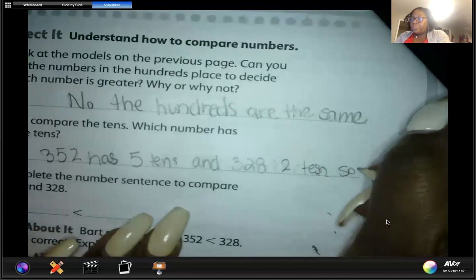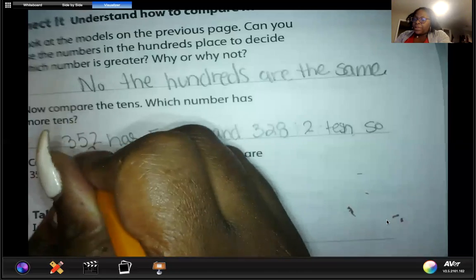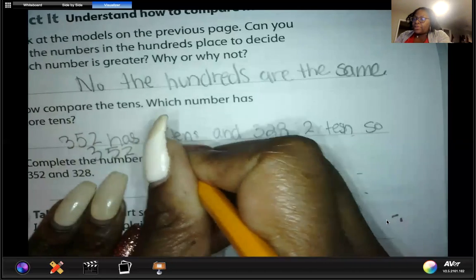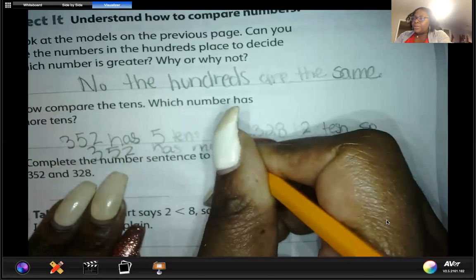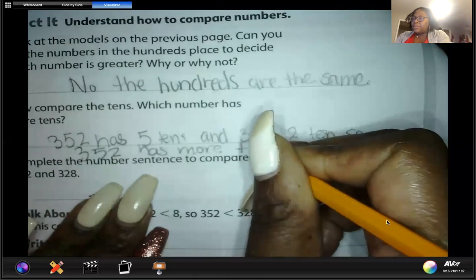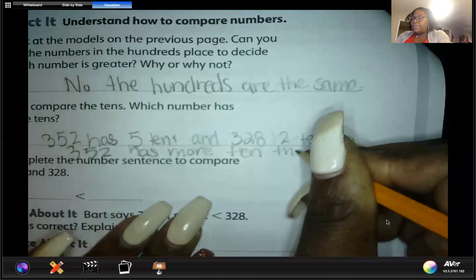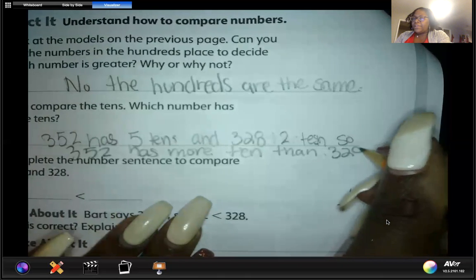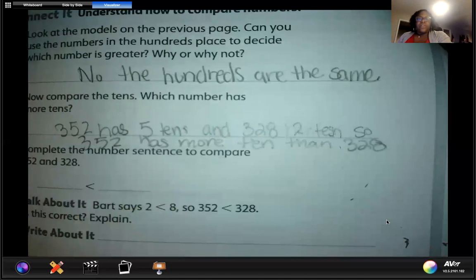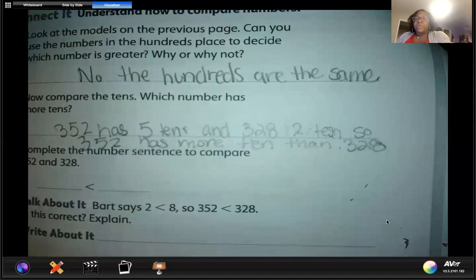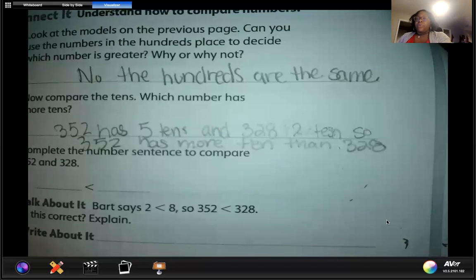So 352 has more tens than 328. So 352 has 5 tens and 328 has 2 tens. So 352 has more tens than 328. Pause the video. Make sure you have a piece of paper to write it down.